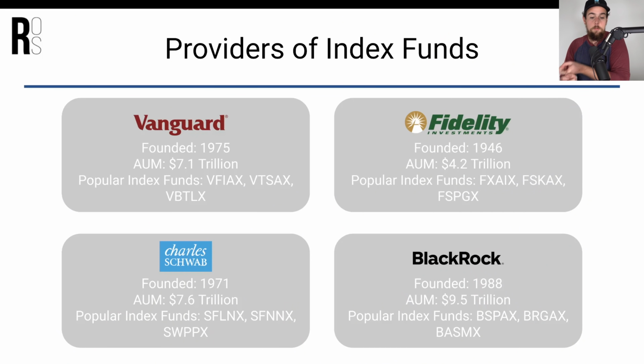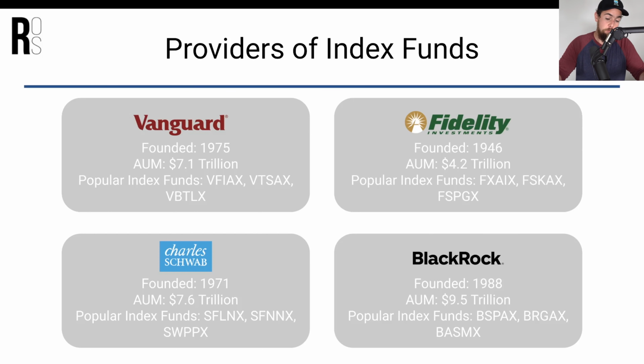Now, of course, Vanguard has some phenomenal index funds out there, and most people like using Vanguard as their fund provider, but there's a lot of really solid options out there, so I wanted to give you guys some different options here for providers of index funds. So obviously, the most popular is Vanguard, founded in 1975, and popular index funds include VFIAX, VTSAX, and VBTLX, and they have $7.1 trillion in assets under management.